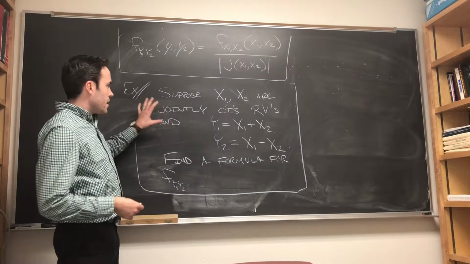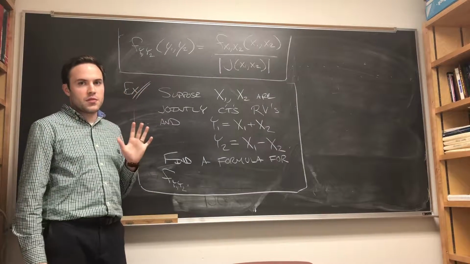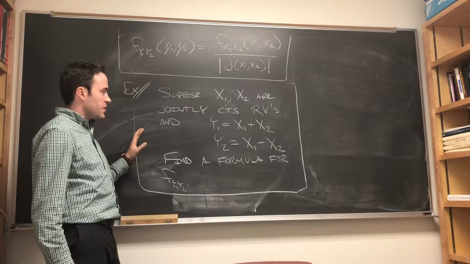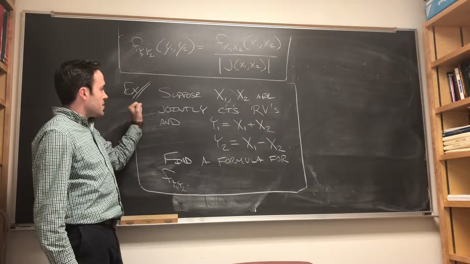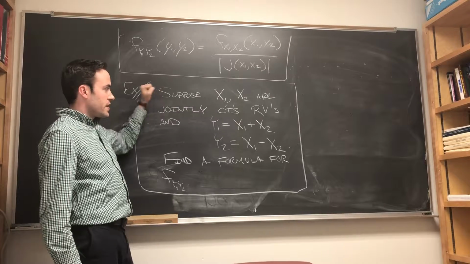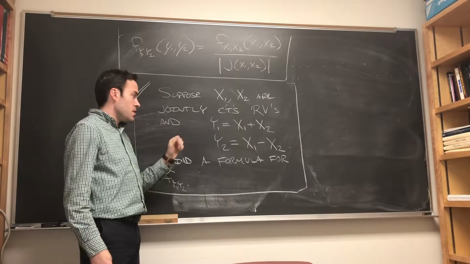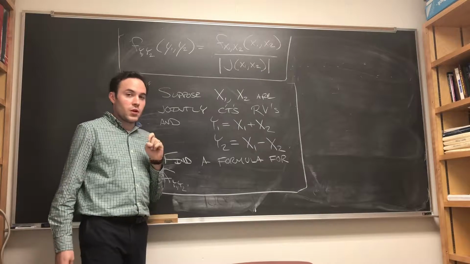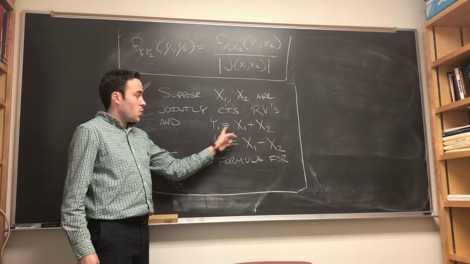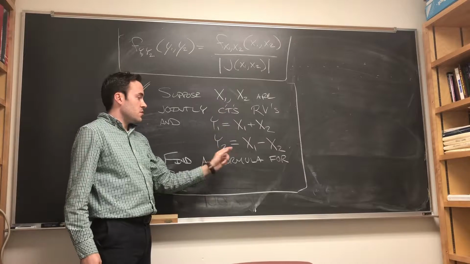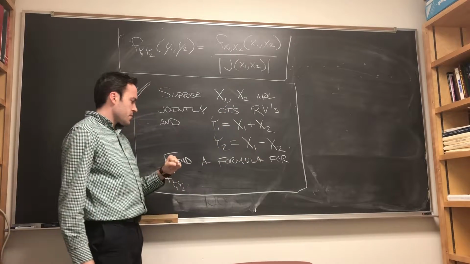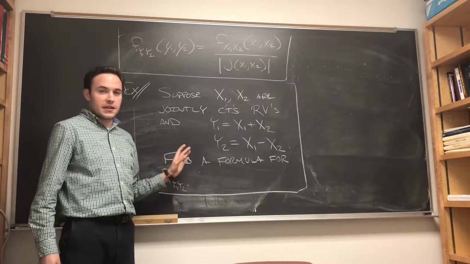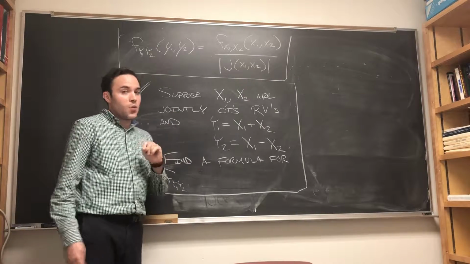All right, we want to figure out a concrete example of how to actually implement what we figured out in the last couple videos. In particular, if we've got two jointly continuous random variables x1 and x2, and we define these new random variables y1 and y2, y1 is the sum of the original two, and y2 is the difference. Let's find a formula for the joint probability density function for y1 and y2.